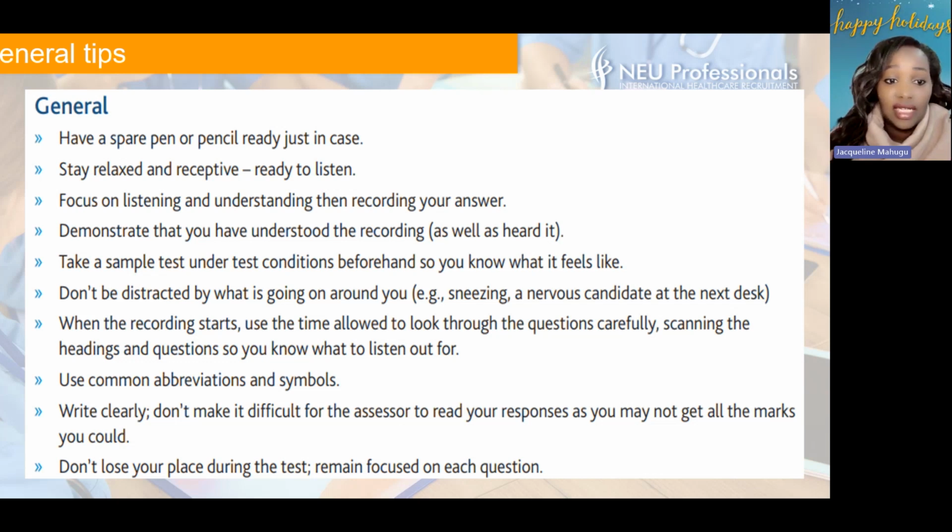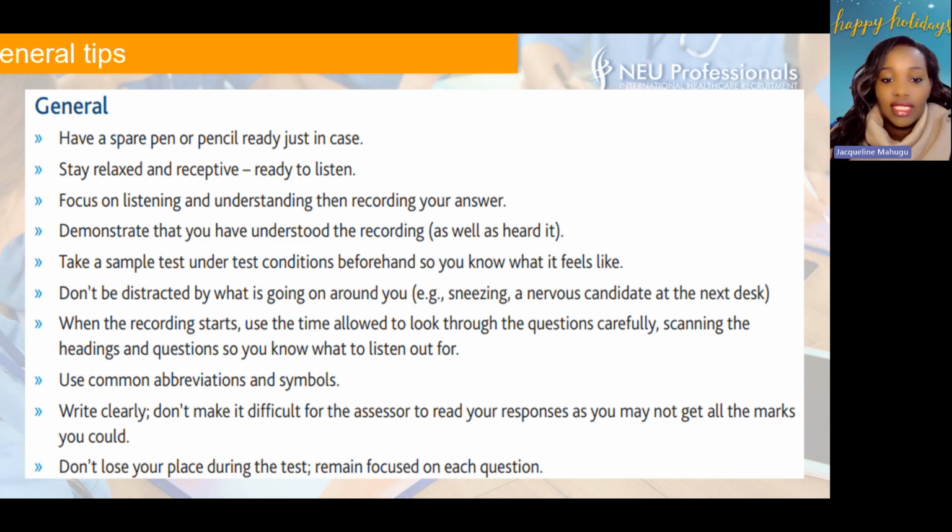Some people have already done that. If you haven't, please do as you continue studying. Then don't be distracted by what is going on around you. This is going to be suicidal in terms of passing the test. So just ignore people, because in listening, once something passes you, it's over. So don't be distracted, just focus on what you're doing.